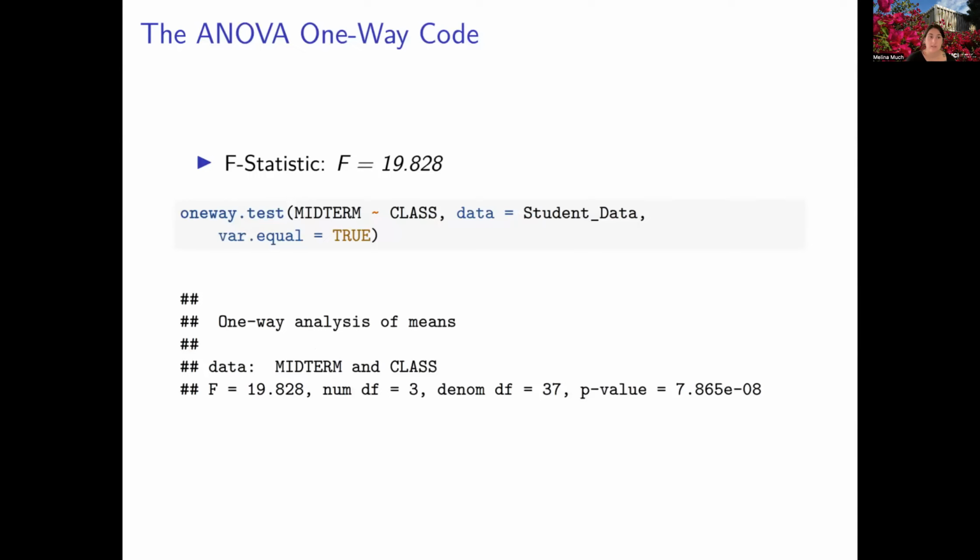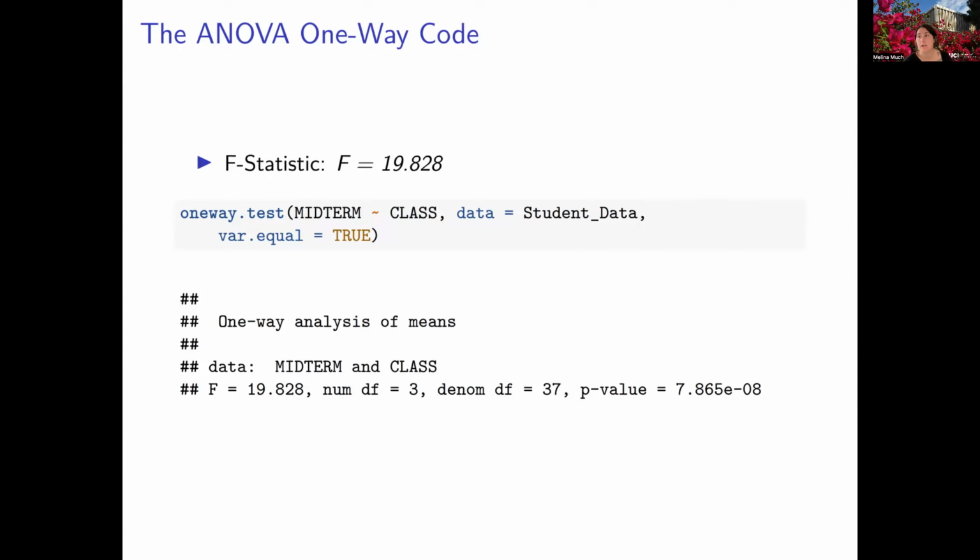So here's what the code looks like. We're going to use a one-way test. So there's one-way, two-way, three-way ANOVAs. Because we only have one grouping variable, class, or one independent variable of interest, it's a one-way ANOVA test. If we had multiple different groupings, it would be two-way, right?